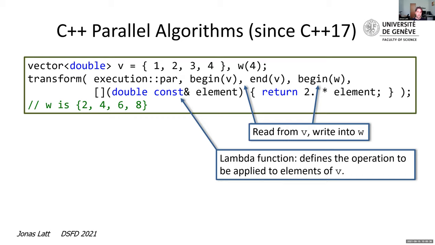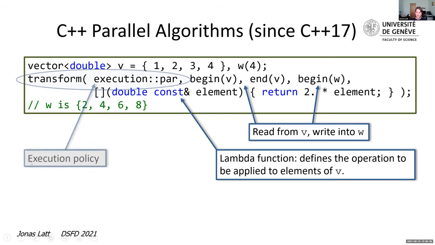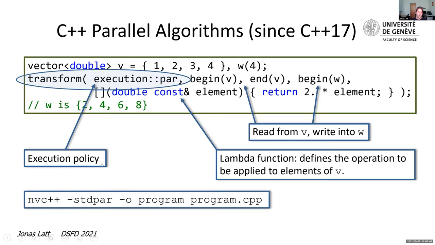If you want this loop to be parallelized, you simply add an extra argument, like the execution par argument which you have here, and then boom, it runs on a GPU or multi-core CPU. If you want this to run on a GPU, you are going to compile this with the NVIDIA NVC++ compiler and provide an extra compiler argument. And that's it. So it's a little bit magic.